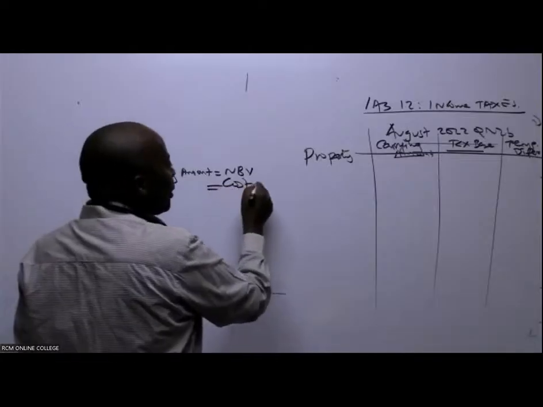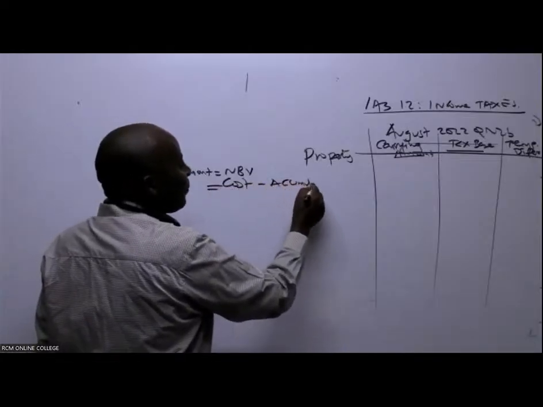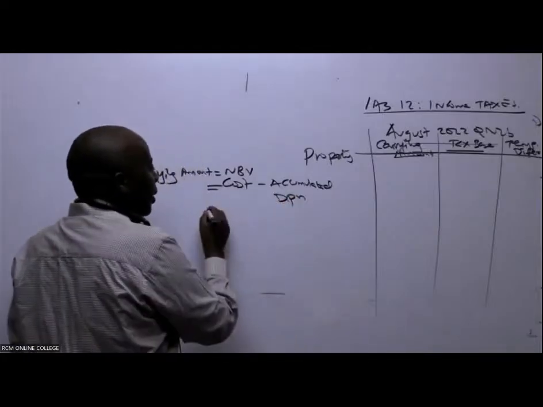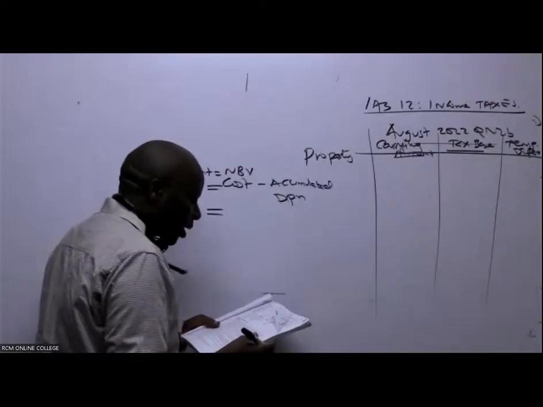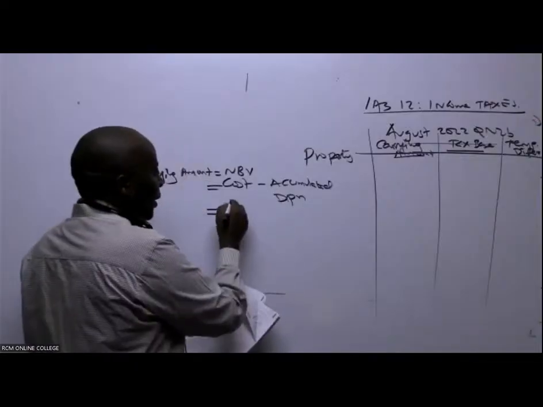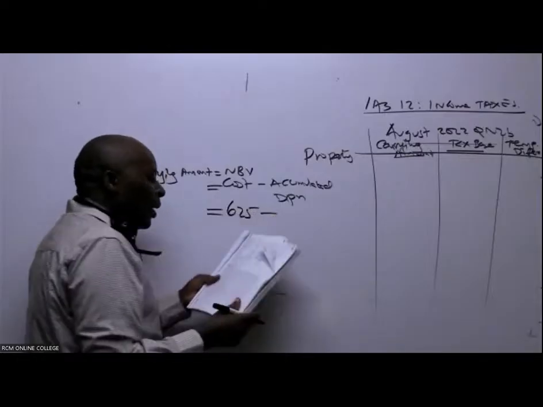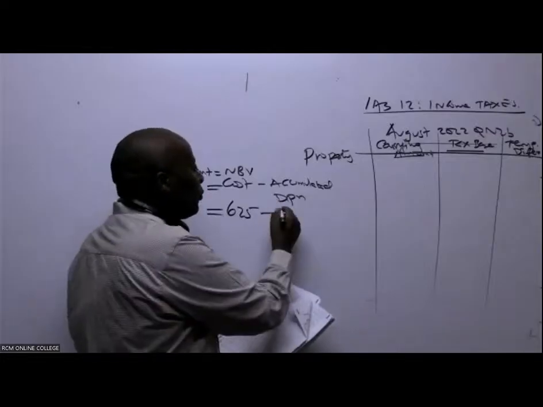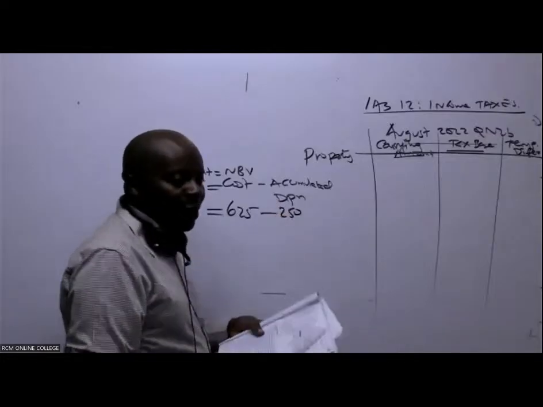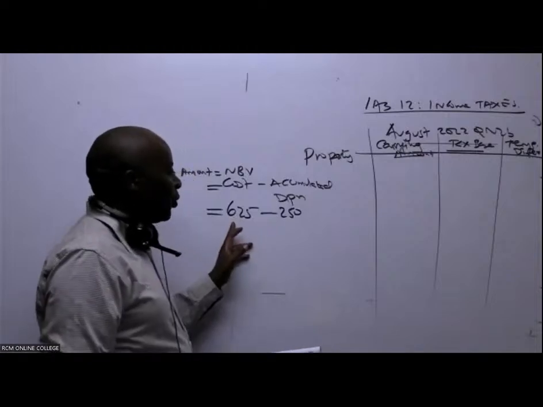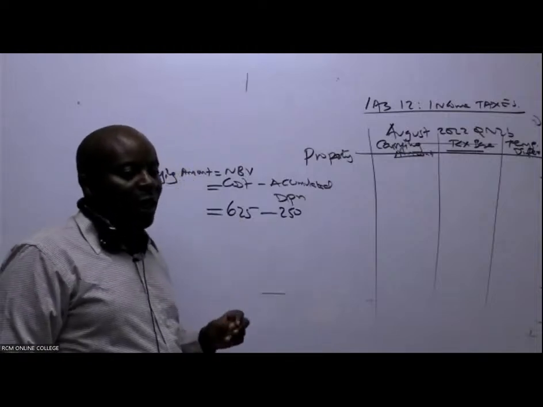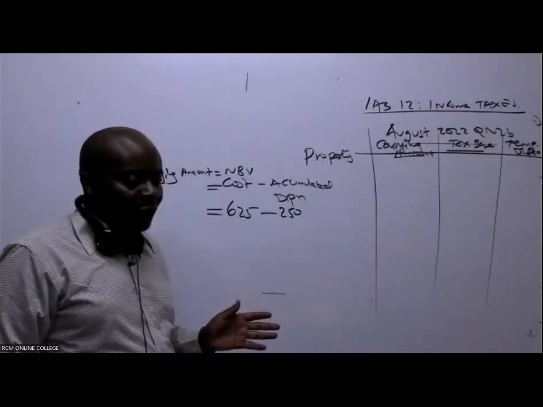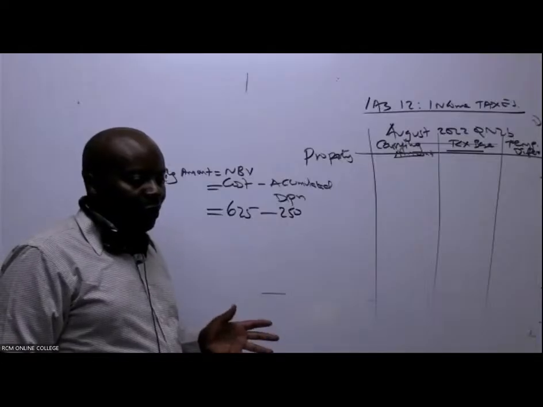It will be cost minus accumulated depreciation. All right. So now the cost, this particular property cost us how much? The cost is 625. And to date, we've been able to charge depreciation of 250. So can somebody in this particular case give me this value? 625 minus 250 gives me what here? The net book value will be this 625 minus 250, which will give me what value?